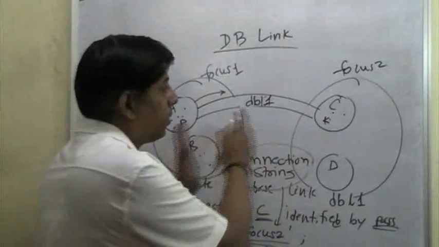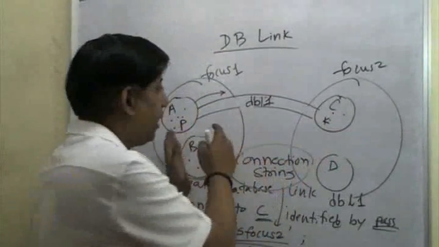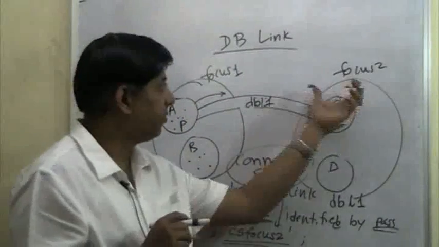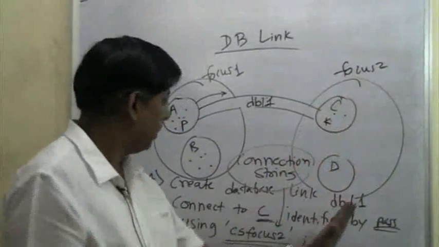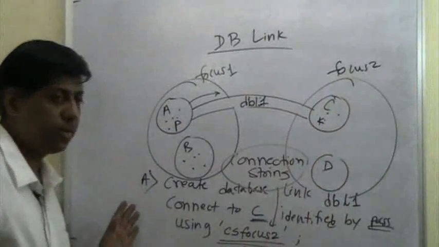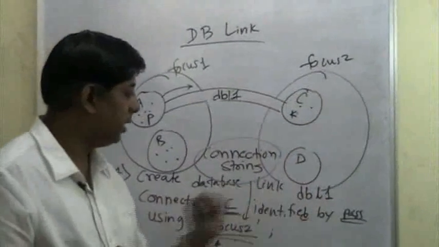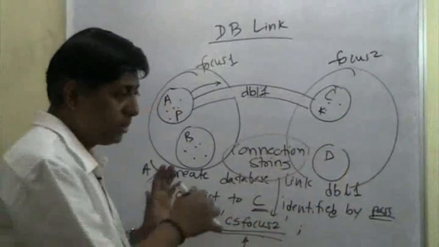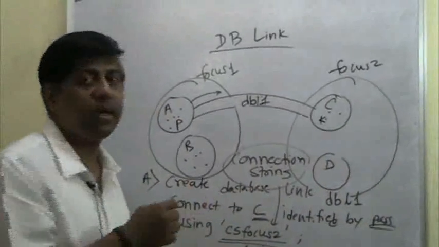Now, this is a client to connect to a server. A client to connect to a server is a connection string, which basically contains the information about this. So this is how the database link creation command is executed: create database link dbl1, connect to the username identified by the password, all this stuff. Once this is created, this is called a private database link.